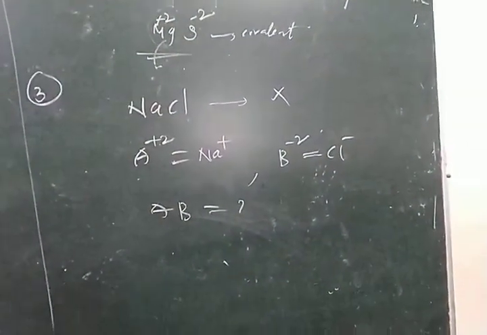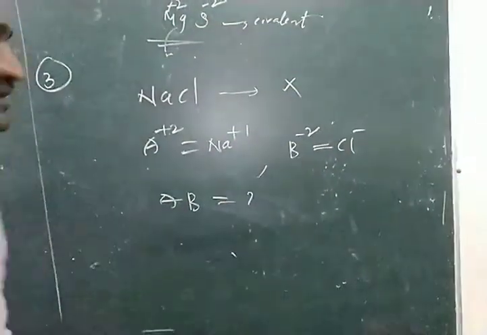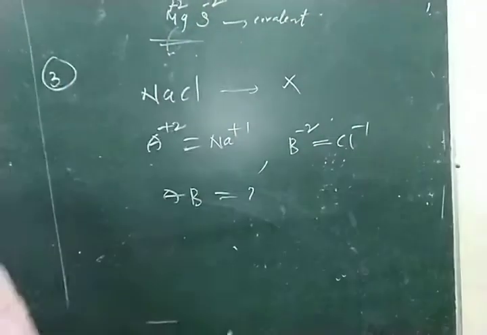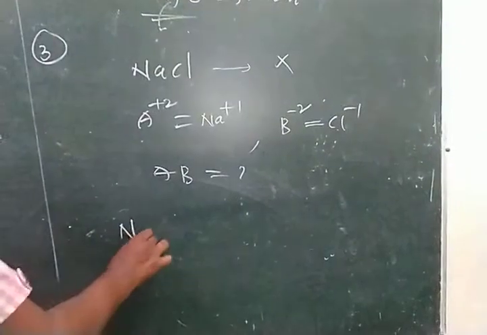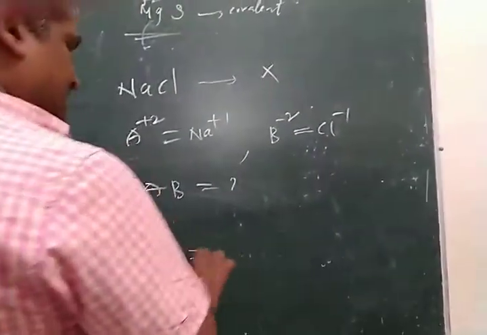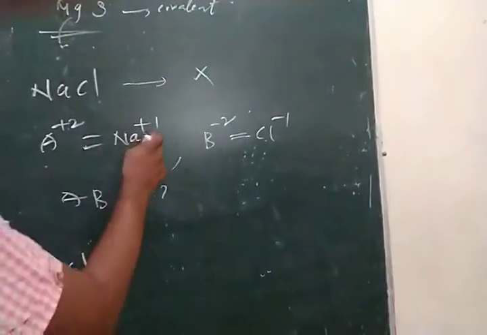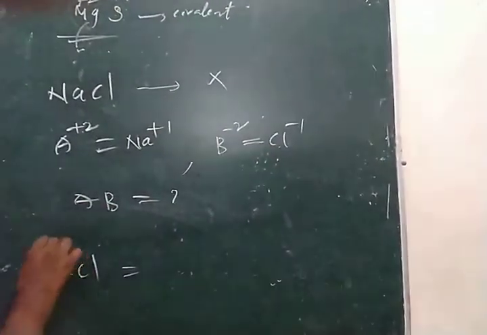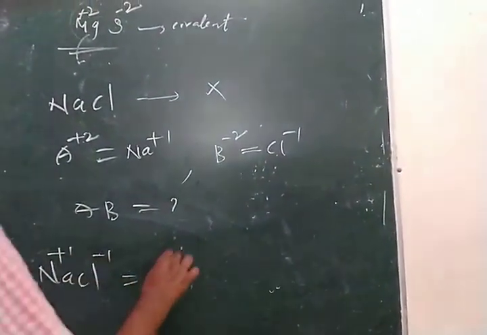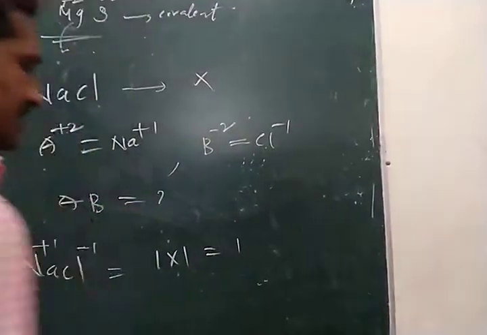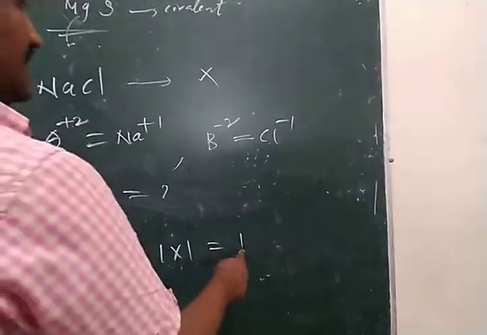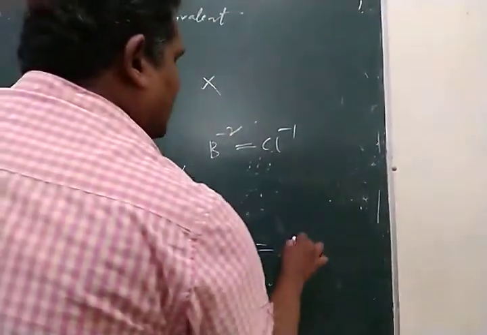If you see here, sodium is plus 1, Cl is minus 1. For lattice energy, you multiply the charges of cation and anion. Na plus 1, Cl minus 1, so 1 into 1 equals 1. So that lattice energy is X, as given.